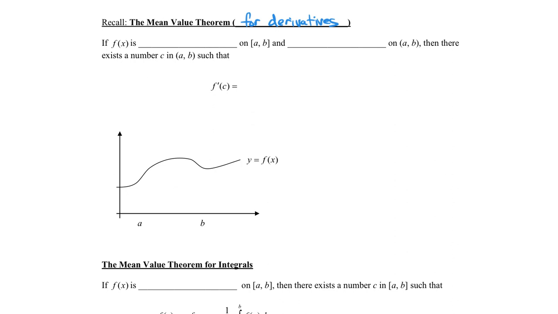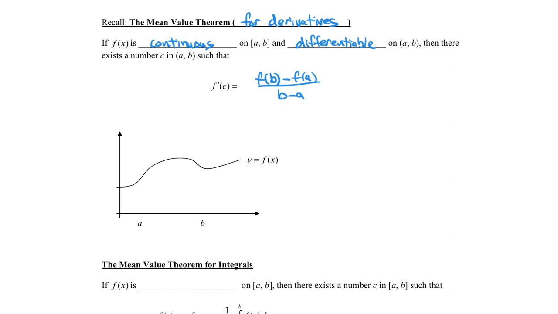So what it says is if f of x is continuous, as you know, in calculus we study continuous functions, or at least we study functions where they are continuous for the most part. So if f of x is continuous on this closed interval a, b, and differentiable on the open interval a, b, then there exists a number c in a, b such that f prime of c equals f of b minus f of a all over b minus a.